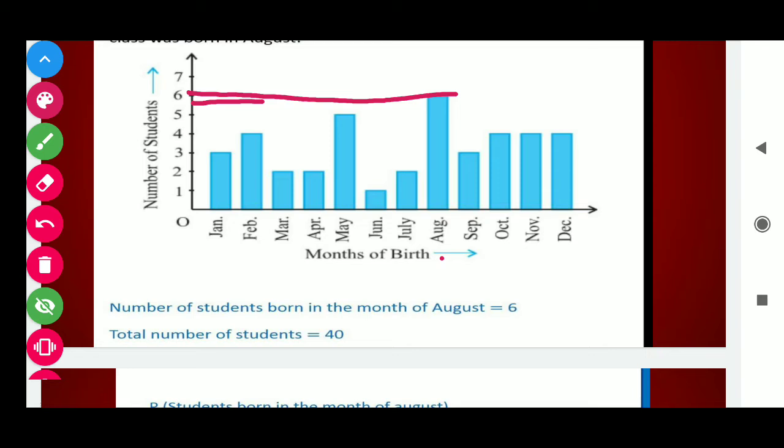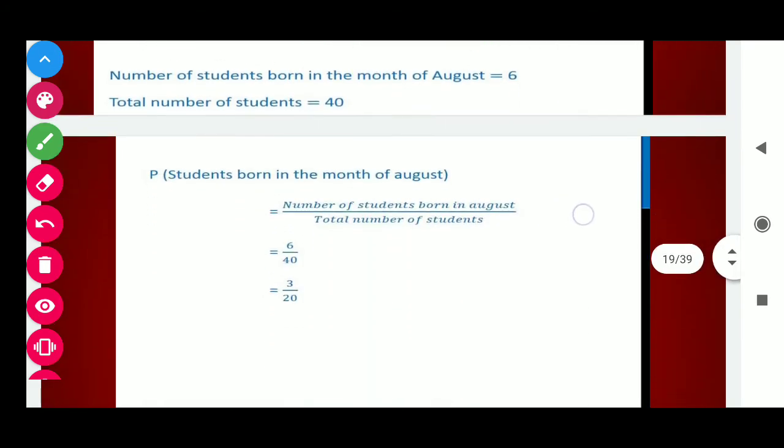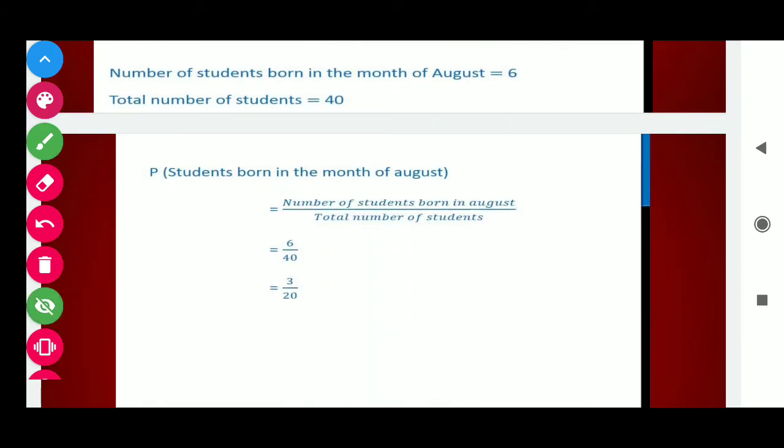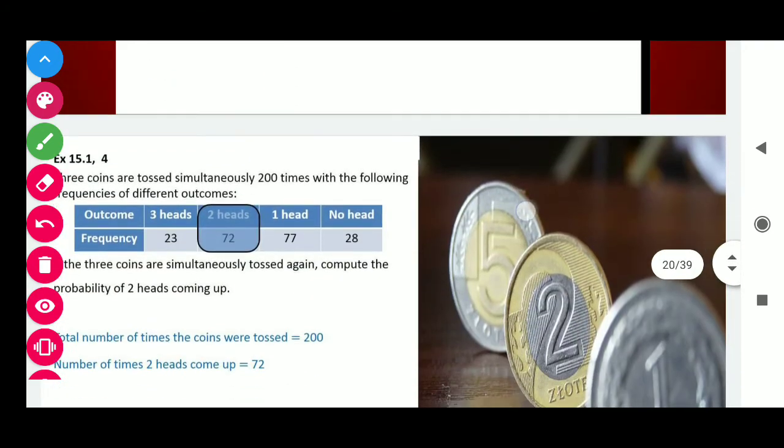So in this way we get number of students born in the month of August are 6 and total number of students are 40. And we know the formula of probability. Probability of a student born in the month of August is the number of students born in August divided by the total number of students. The number born in August is 6 and the total number is 40. In this way we get the probability as 3/20. So now students, move to the next question.